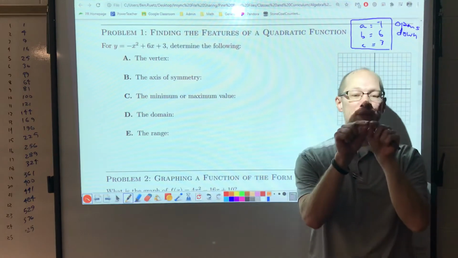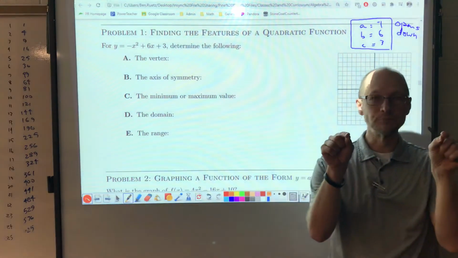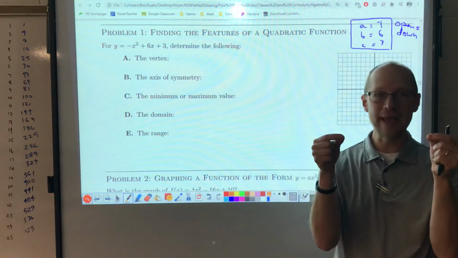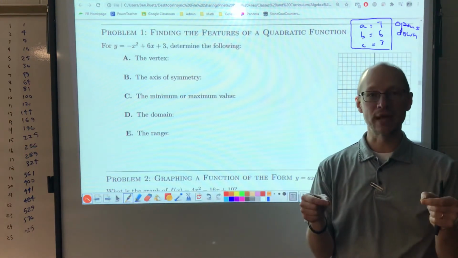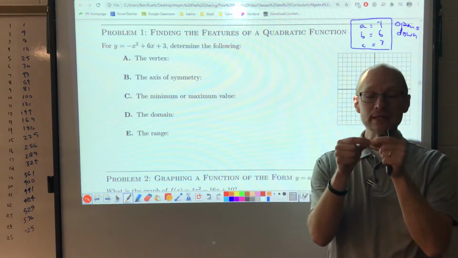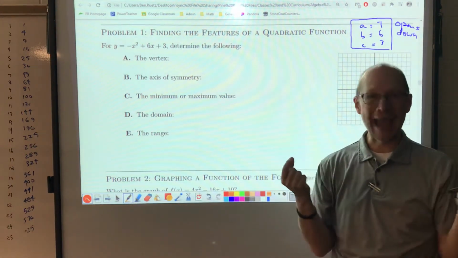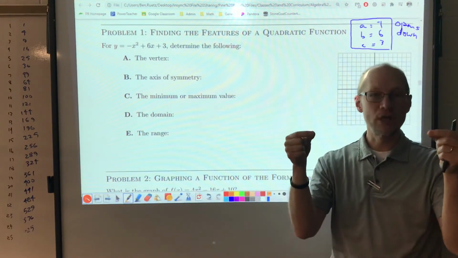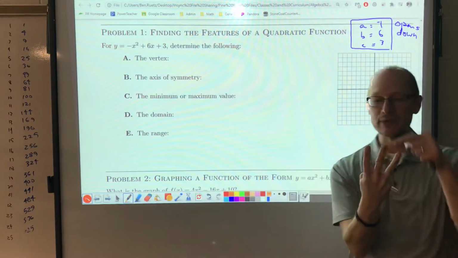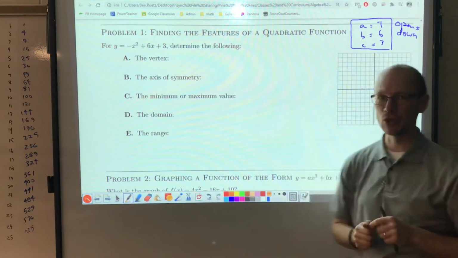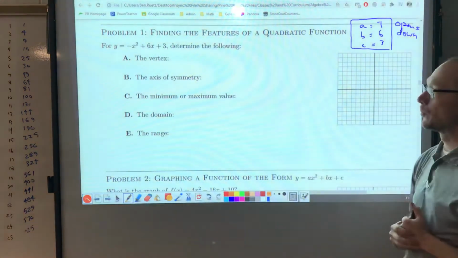And furthermore, that means if you move over 1, you do what the a says. If you move over 1, the a is -1, go down 1 on each side. If the a is 3, go over 1, move up 3 on each side. If the a is a half, move over 1, go up a half on each side. And those 3 points, the vertex and those 2 other points, should be sufficient for you to figure out how the curve works. And I'll demonstrate that in just a moment when I start graphing.